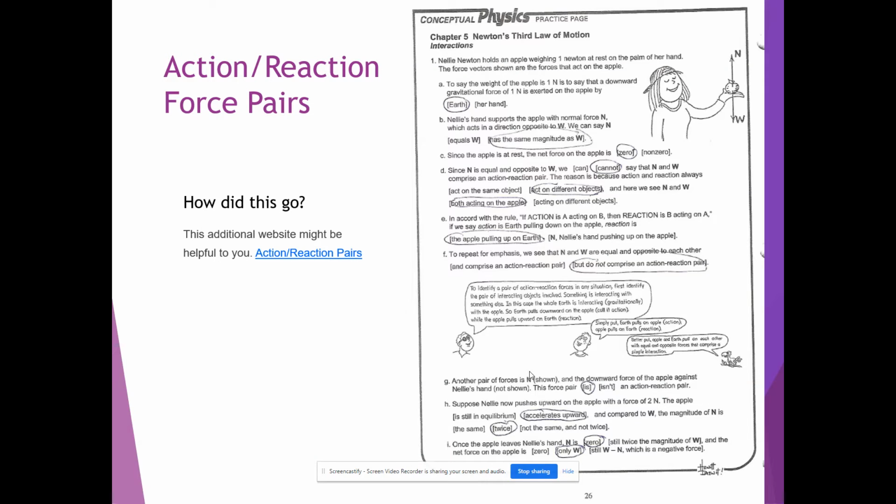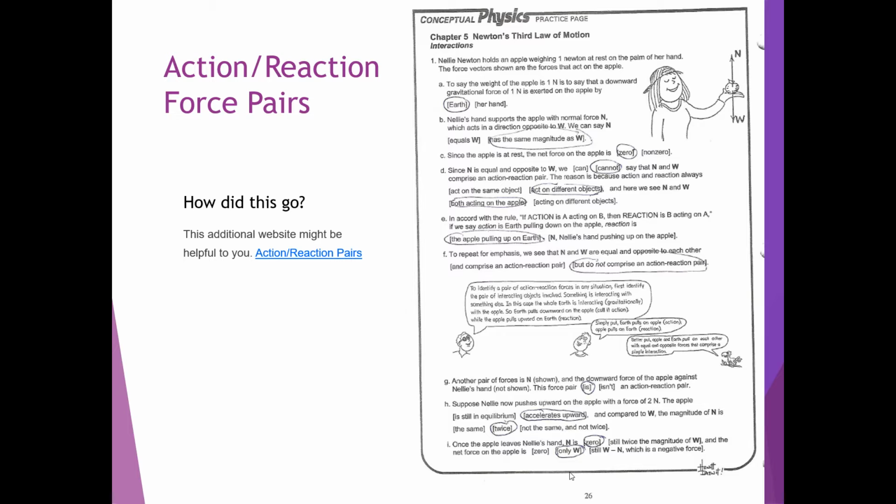So going over page 9 here, let's take a quick look. Number 1, Nellie Newton holds an apple weighing 1 Newton at rest in the palm of her hand. The force vectors shown are the forces that act on the apple. So there's a normal force up and there's a weight acting down.